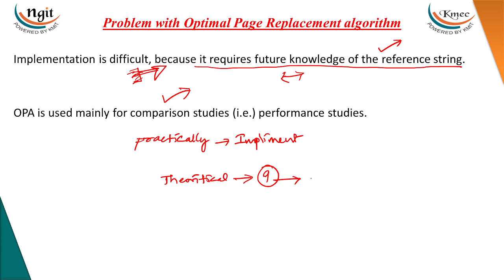Any algorithm which comes near to the number of OPA page faults, we will consider it a better algorithm for that particular scenario. So this particular OPA is used for performance studies, system performance studies.